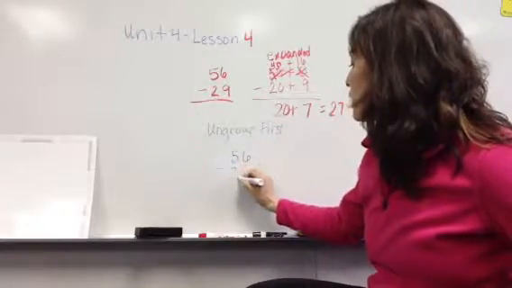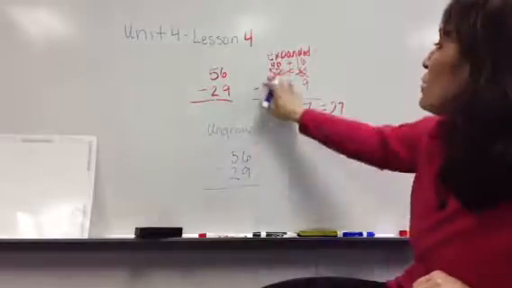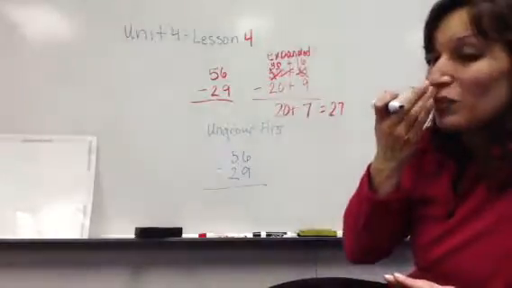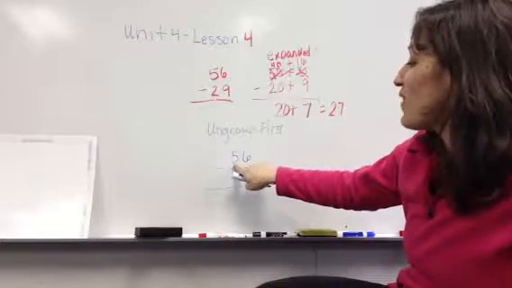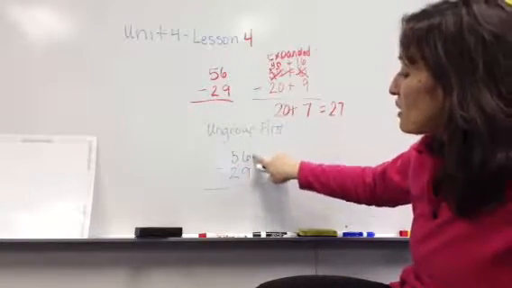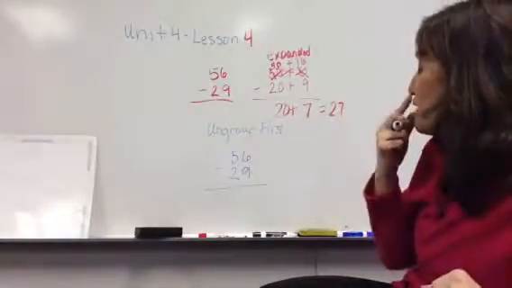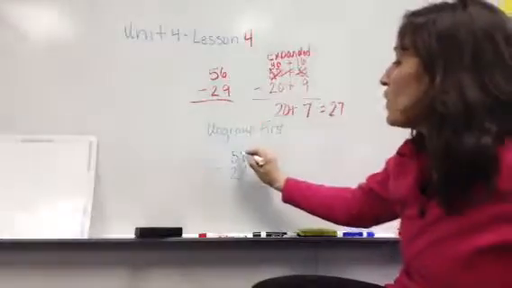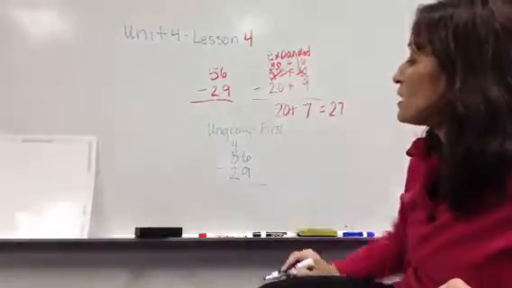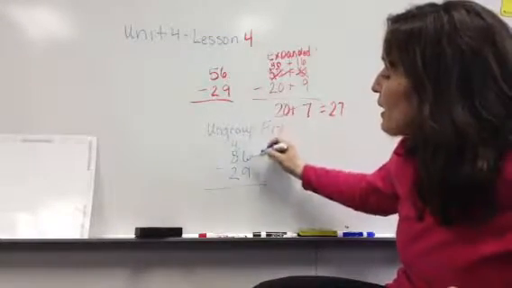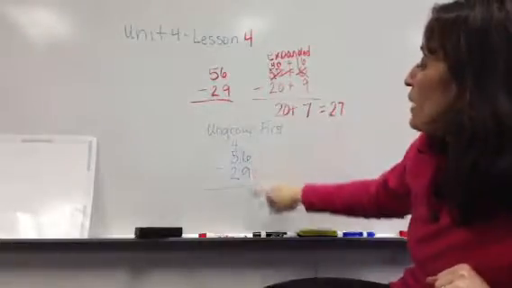56 take away 29. On this one, before we do expanded, we don't even have to do expanded. We just go straight to that new ungroup. So we know this is 5 tens and 6 ones, but we know that it's going to be hard to take 9 ones from 6 ones because there aren't enough. So we can do our ungrouping right away. We can take this 10 and take it down to 4 tens instead of 5 tens, and take that 10 we took away and give it to this side, which changes it to 16. Now we can go ahead and subtract.